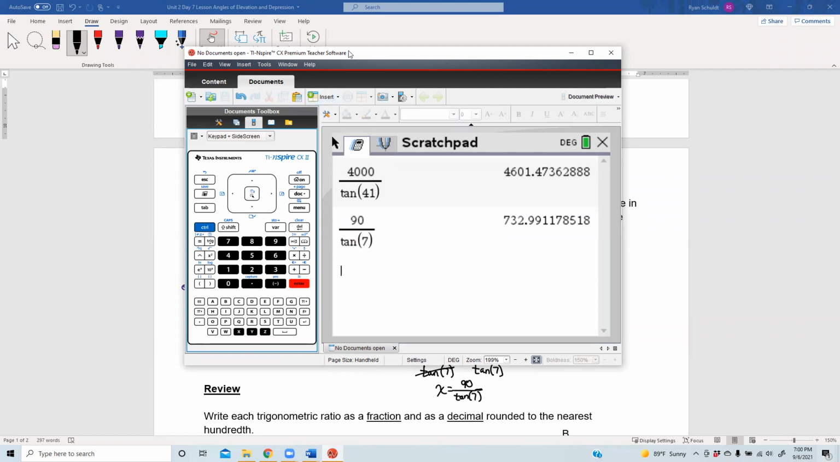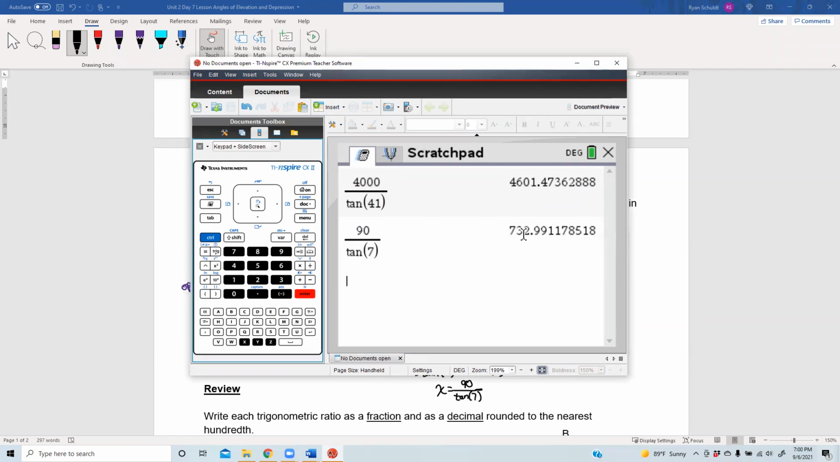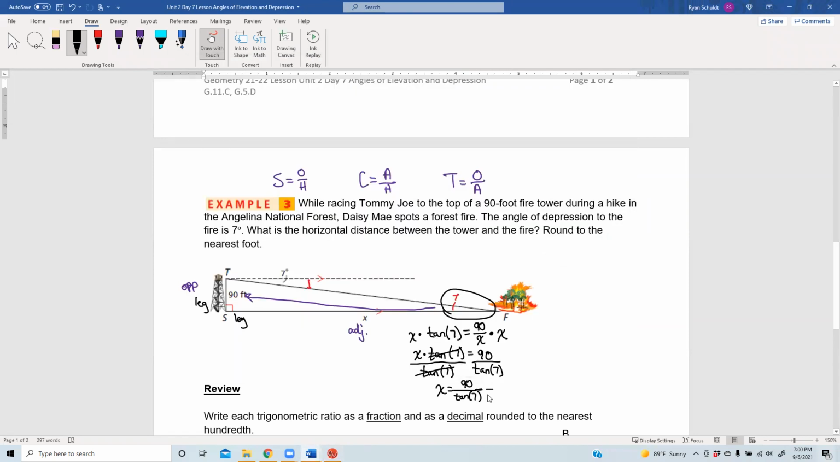And doesn't it say round to the nearest foot? It does. So we want the nearest whole number. 733. So they're going to be 733 feet from the fire.